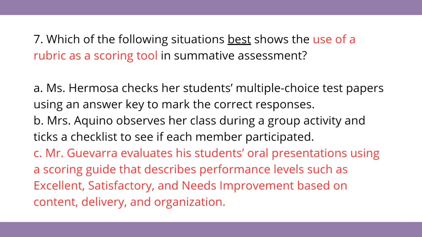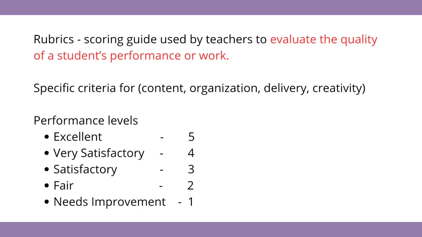The correct answer is letter C. Mr. Guevara evaluates his students' oral presentations using a scoring guide that describes performance levels such as excellent, satisfactory, and needs improvement based on content, delivery, and organization. First, we need to understand what a rubric is. A rubric is a detailed scoring guide that lists clear criteria such as content, delivery, and organization and includes descriptors for performance levels. For example, excellent for 5, very satisfactory for 4, satisfactory for 3, fair for 2, needs improvement for 1. A rubric shows how well a task was done, not just whether it was done.